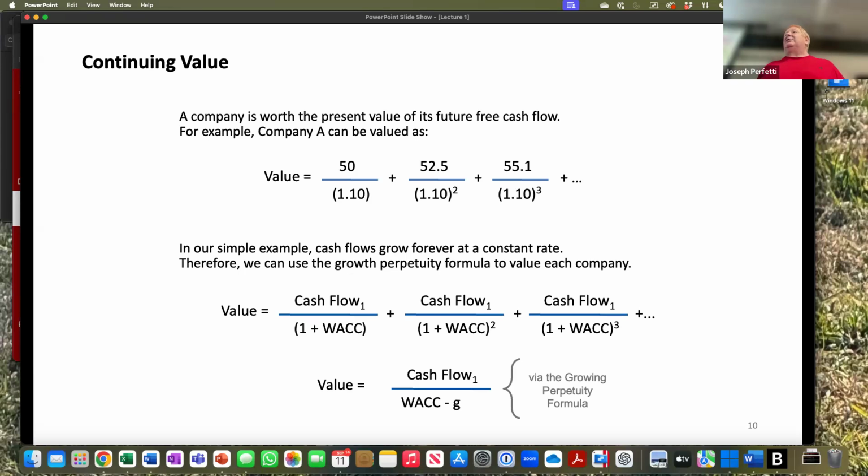Now, if that cash flow grows at a constant rate forever, that's called a growing perpetuity. Cash flow divided by R minus G. That's just math, right? But that formula at the bottom of the page, cash flow divided by WACC minus G, the R minus G, that is the growing perpetuity. And that's actually what we use to value companies long-term. That is called terminal value or continuing value. So the long-term value of the company is a growing perpetuity. Take the free cash flow divided by R minus G, there's your valuation.